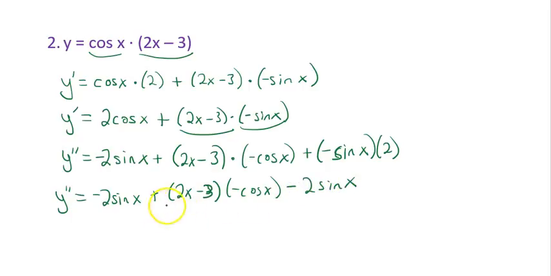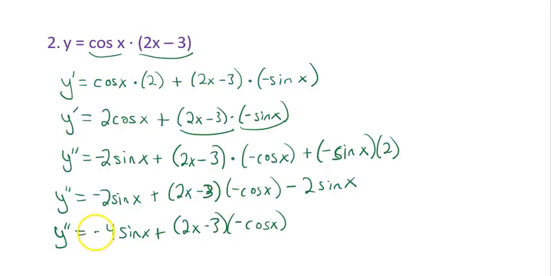Now sometimes you'll be asked to go further to like the third or fourth derivative, and in that case I would go ahead and combine this negative 2 sine x with this negative 2 sine x and make that a negative 4 sine x plus the 2x minus 3 times negative cosine x, because it would just simplify the problem to move forward. But here they just asked us to stop at the second, so this would be fine. And you may find a version if you were in a multiple choice situation where they've distributed that negative through, or maybe not.